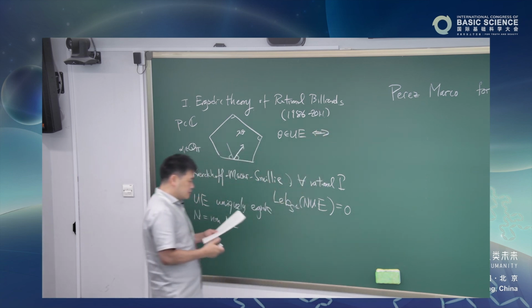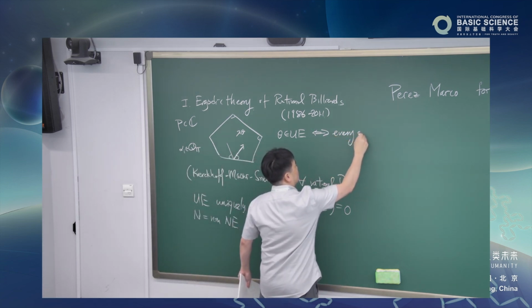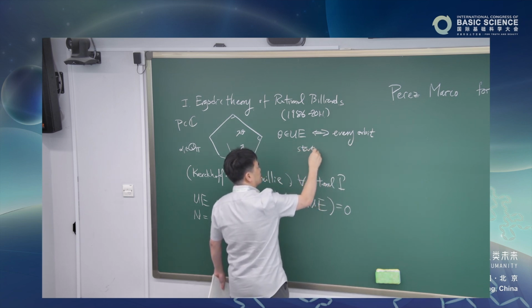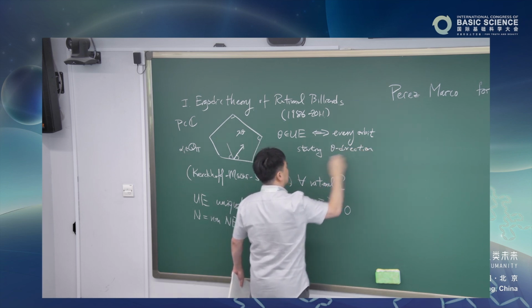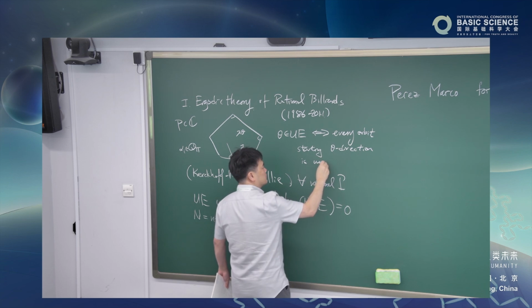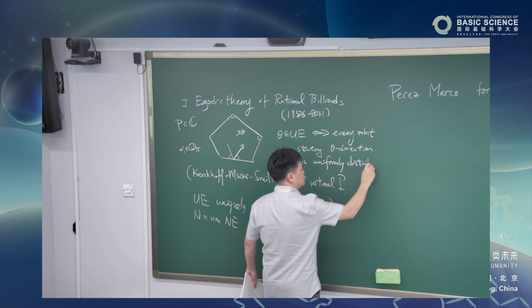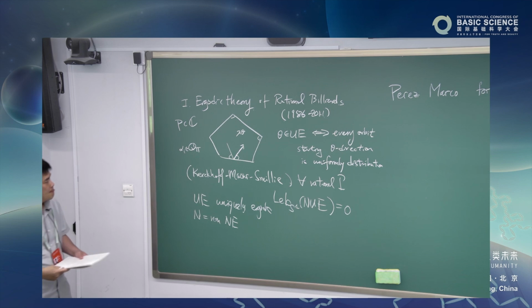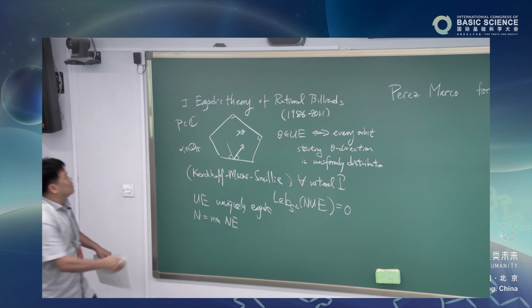I'm being a little vague here. Everything can be made precise, but what it means is that every orbit starting in the theta direction is uniformly distributed. So the amount of time you spend in an open set is proportional to the area of the open set.